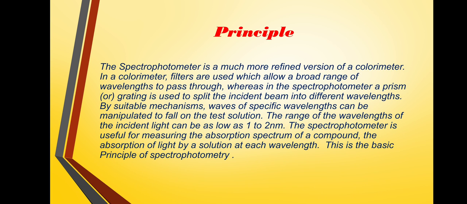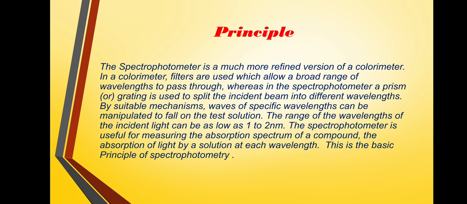The spectrophotometer is a much more refined version of a colorimeter. In colorimeter, filters are used which allow a broad range of wavelengths to pass through, whereas in the spectrophotometer, a prism or a grating is used to split the incident beam into different wavelengths. By a suitable mechanism, waves of specific wavelengths can be manipulated to fall on the test solution.